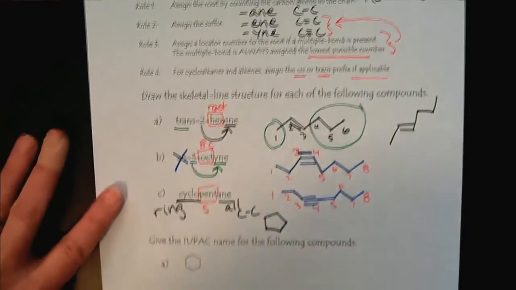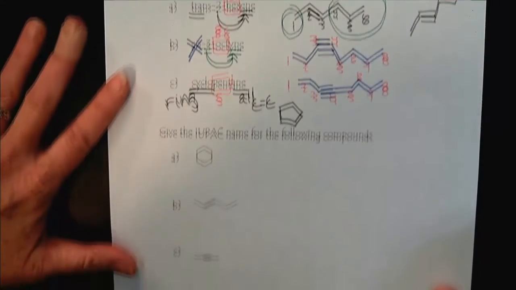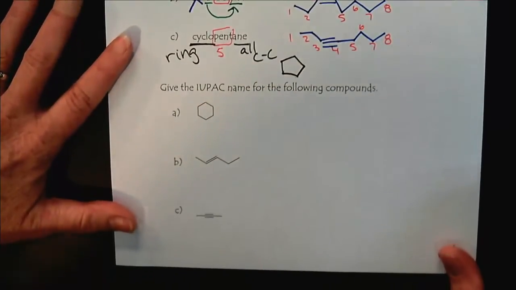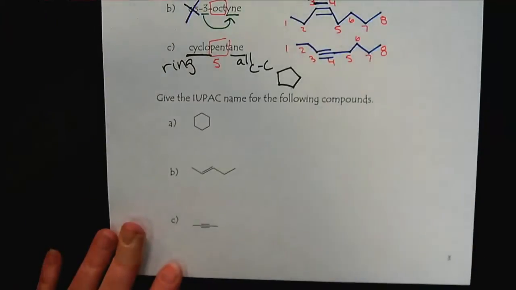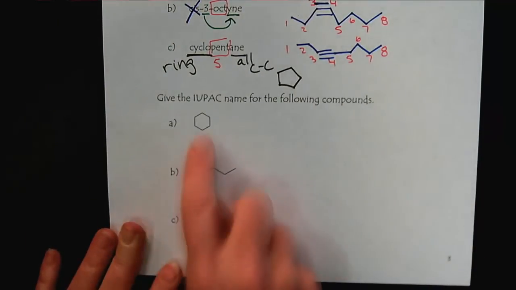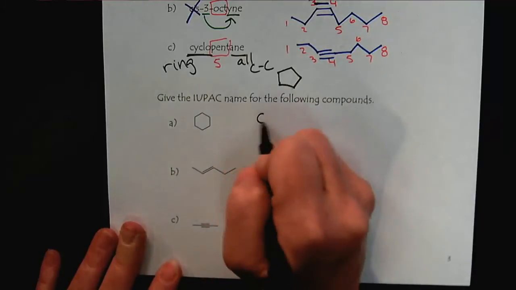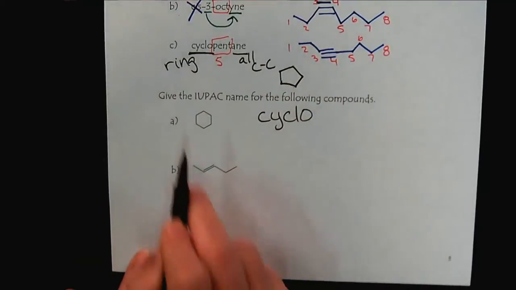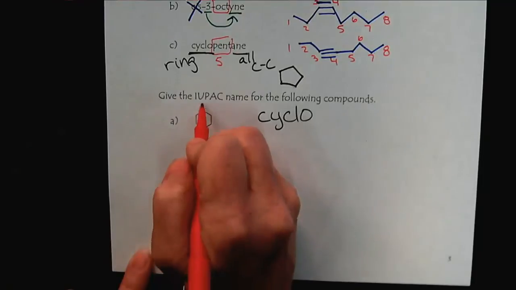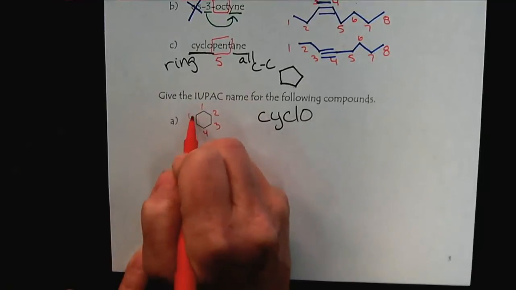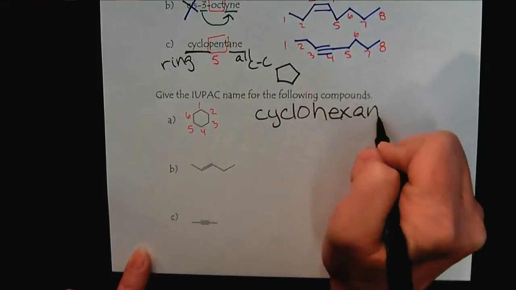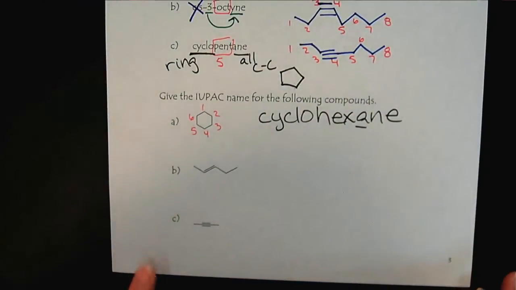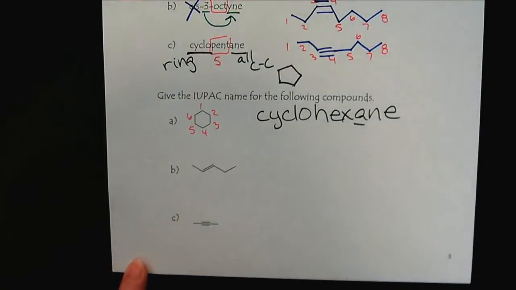Alrighty, now for the more challenging part: looking at the compound and giving the IUPAC name. So we'll get warmed up with a pretty simple one. We see a ring. As soon as we see a ring, make sure to write cyclo. And then we simply count the number of carbons. And so we have cyclohexane, all single bonds.